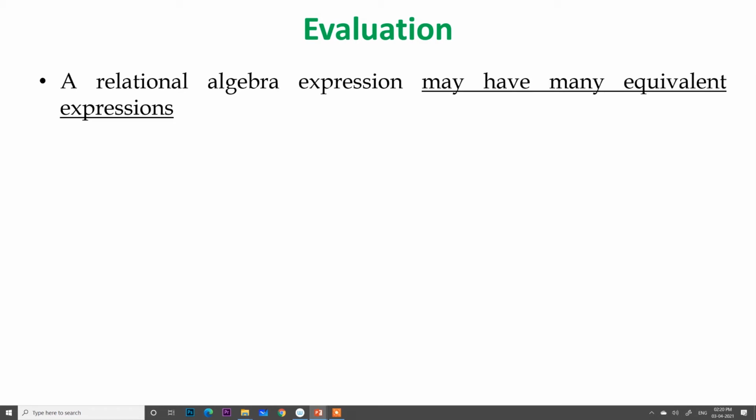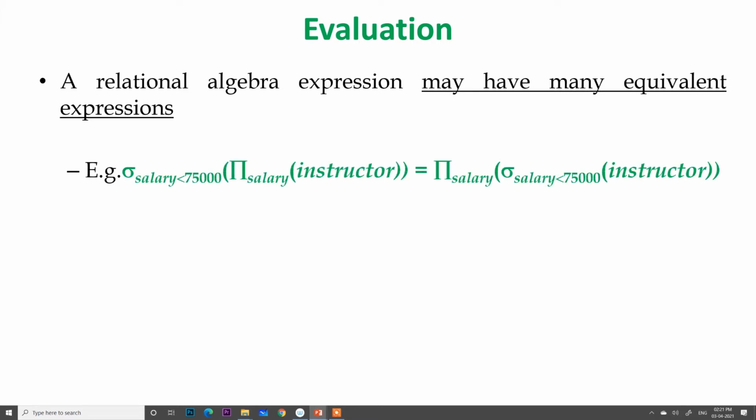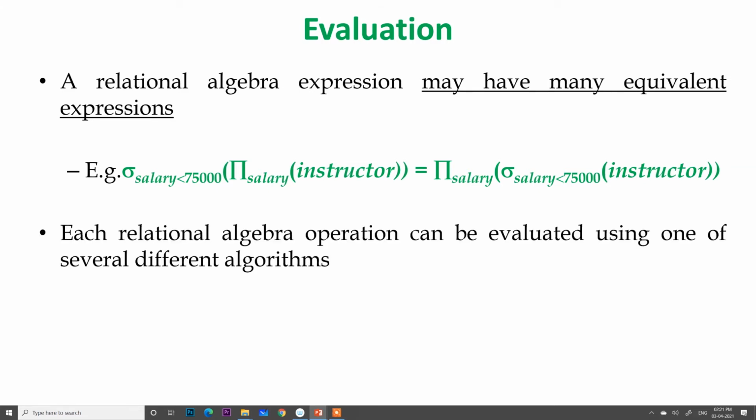Now let us see about the evaluation part. The relational algebra expression may have many equivalent expressions. One example is the same relational algebra statement which we saw in the previous slide. Both of the relational algebra expressions are equal. In the first case, we are projecting the salary attribute and then selecting the respective fields. Whereas in the second case, we are selecting the fields which satisfy the condition and then displaying those selected fields. So both are the same.